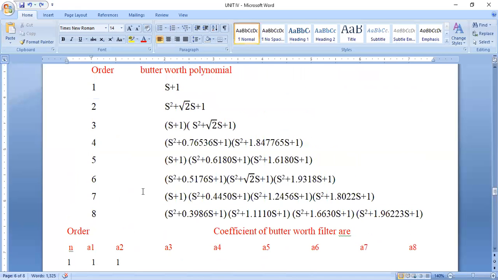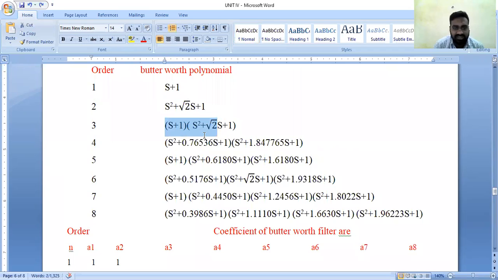See here, in the Butterworth filter order, in the first order coefficient, the third order, the seventh order, and the fifth order coefficient, we always have the factor s plus 1. That means for all the odd polynomials, s plus 1 is very common. And for all the odd order filters, the remaining terms are quadratic in nature.